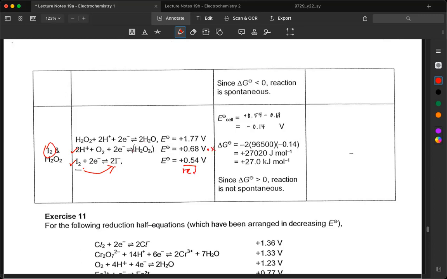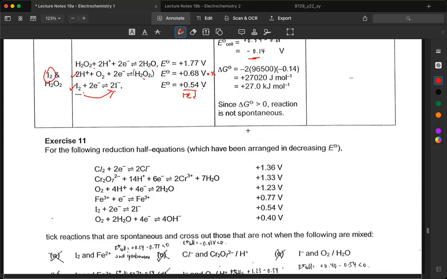So it can't be this one, because the H2O2 is on this side, not here. Here, the H2O2 undergoes reduction. You cannot have two species undergo reduction at the same time. So one species will oxidize, one species reduce. Always remember that. So it can't be that one, so it will be this one. So it's 0.54 minus 0.68, which is negative. So it's not a spontaneous reaction. The Gibbs free energy is also positive.